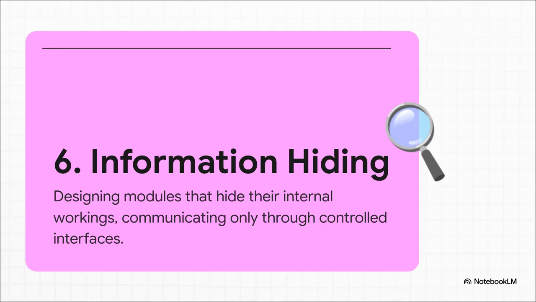So how do you make a good module? The trick is information hiding. You want each module to hide its internal messiness from the outside world. It should only communicate through a stable, well-defined public interface. This is what stops a change in one module from causing a ripple effect that breaks 10 other things.